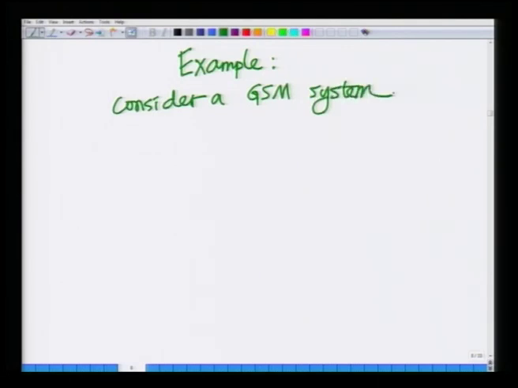Consider a GSM system. We already know, and we have considered this several times before, that in GSM in India, the carrier frequency is fc equals 900 megahertz. The carrier frequency fc is 900 megahertz for GSM, the 2G wireless standard, the Global System for Mobile Communications. Remember, we discussed this in our very first lecture.